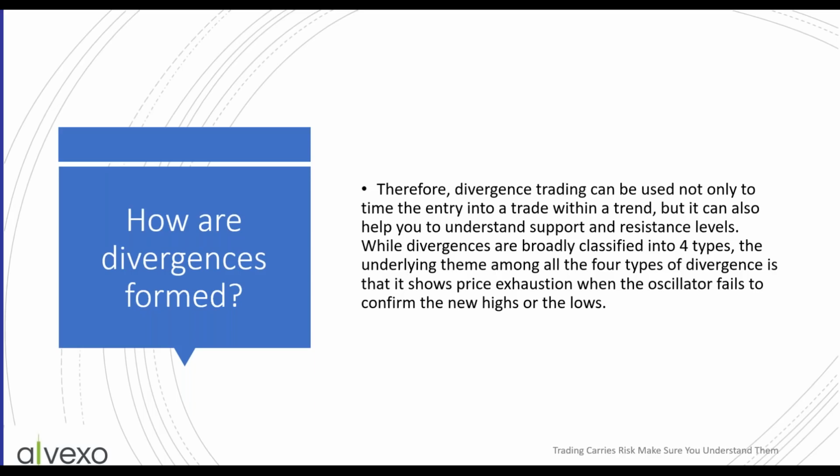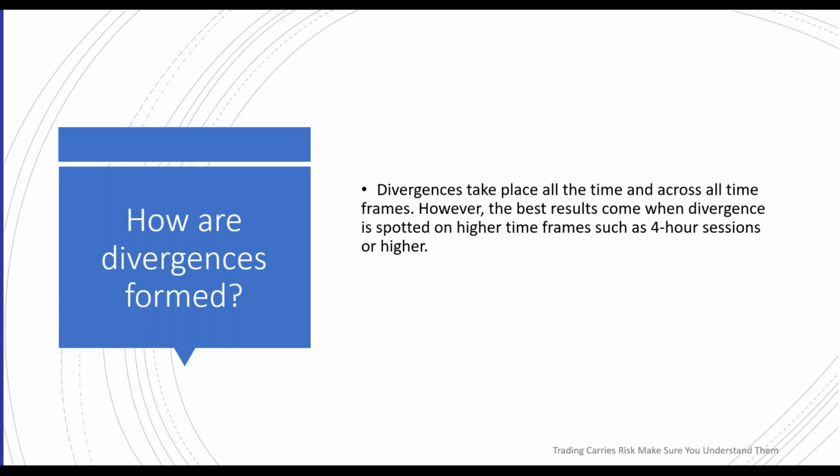Now, while divergences are broadly classified into 4 types, the underlying theme among the 4 types of divergence is that it shows price exhaustion when the oscillator fails to confirm the new high or the new low. Divergences take place all the time across all the time frames. However, the best results come when divergence is spotted on higher time frames, such as 4-hour sessions and higher.